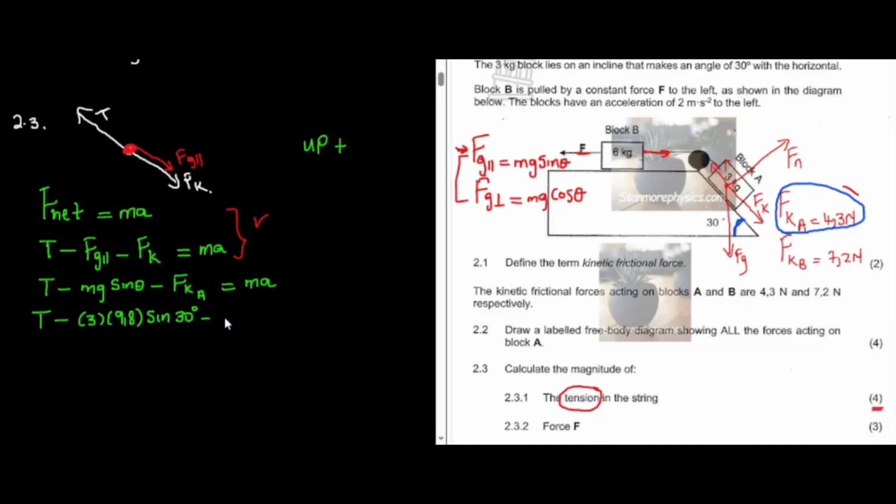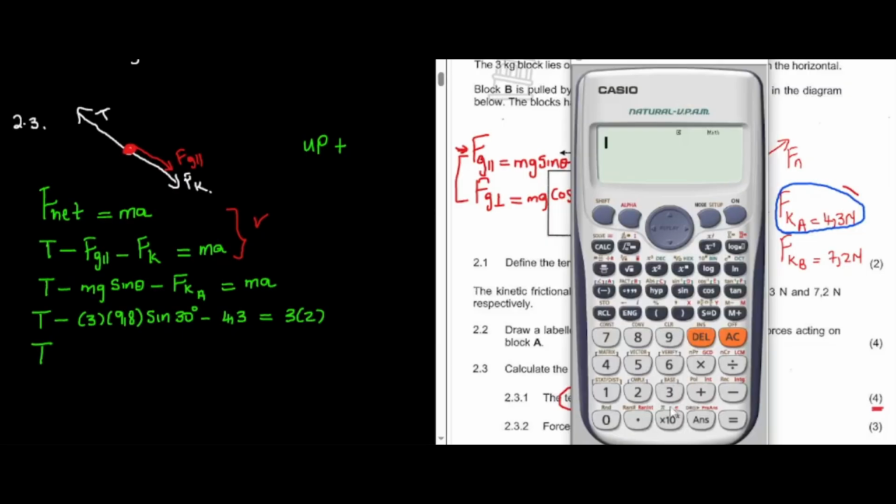It was given as 4.3. We equate this to the mass times the acceleration. Remember, the acceleration was given as 2 meters per second squared. So this will be 3 into 2. So the only unknown term here is tension. So I'm just going to put that on the calculator and see what I get. So this will be 3, close the bracket, into 9.8.